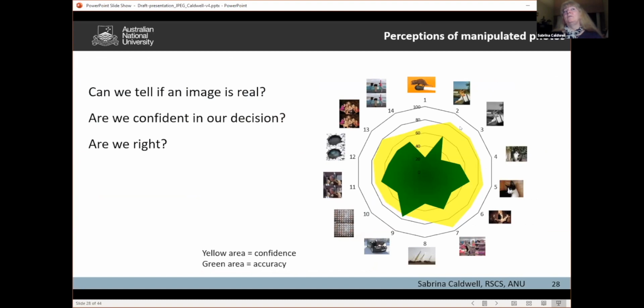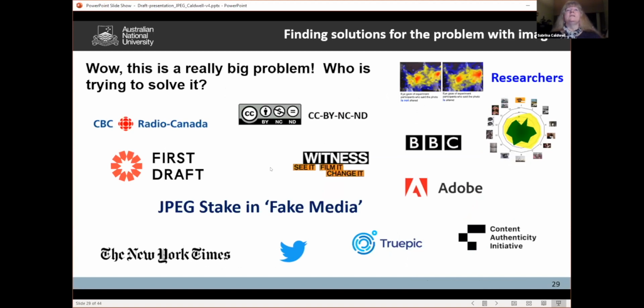So, can we tell if an image is real? Well, if 100% is accuracy and confidence, the yellow area is how confident people are that they're correct, which demonstrates that by and large, in my experiment anyway, they were only ever 80% confident that they were right. And the green area is accuracy. So you can see that even though they weren't 100% confident, they were still more confident than they were right. So that gives us a pretty good idea that people cannot tell when they're looking at manipulated photographs. So this is a really big problem.